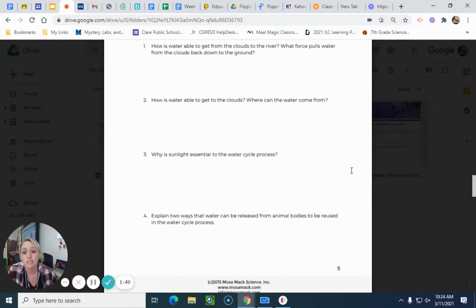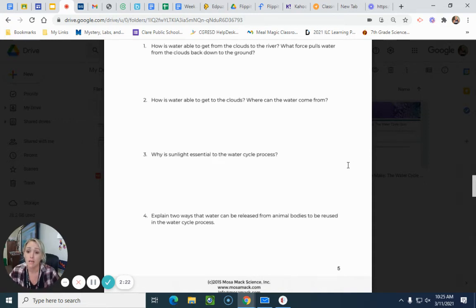How is water able to get into the clouds, and where can the water come from? We know that when water on the surface of the planet is heated by the energy from the sun, it can evaporate and rise up into the atmosphere. There it can cool off and condense to form clouds, and the water can start in a river, a lake, an ocean, a plant, or a glacier. There are many locations that water can evaporate.